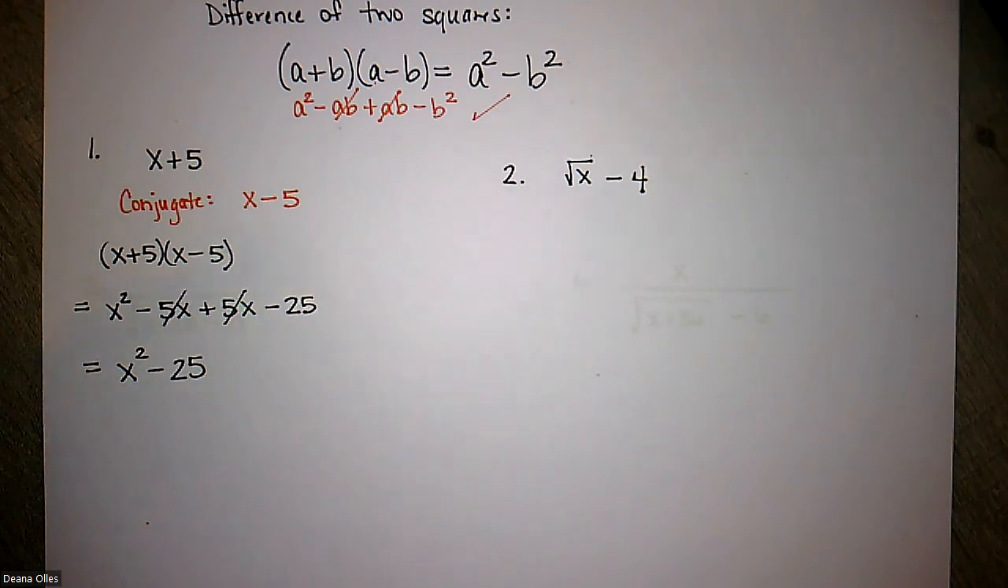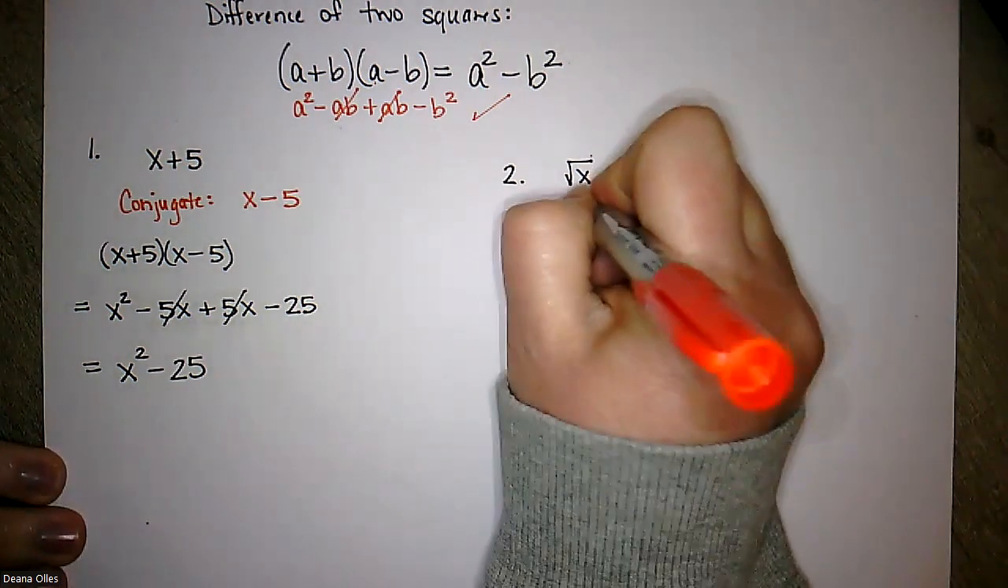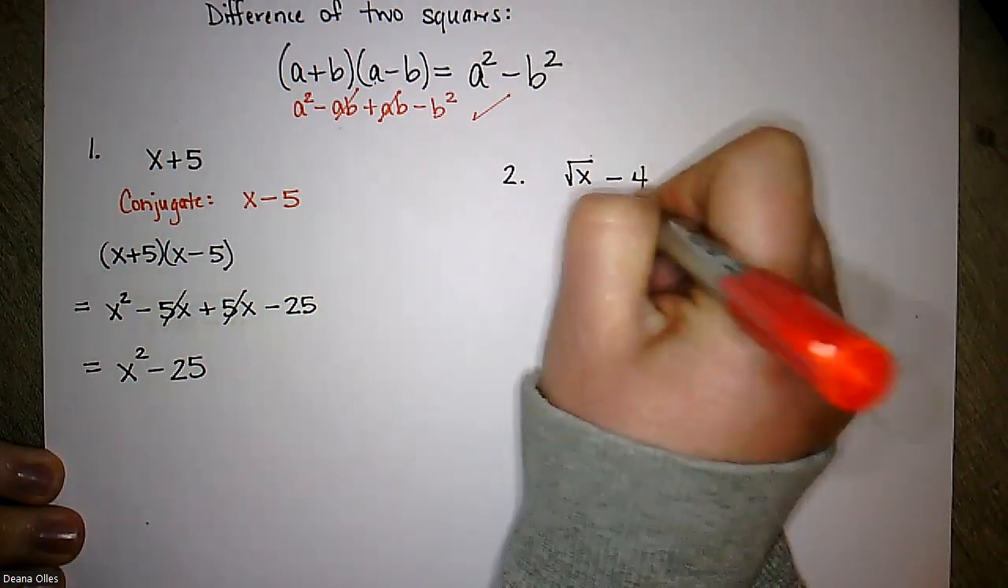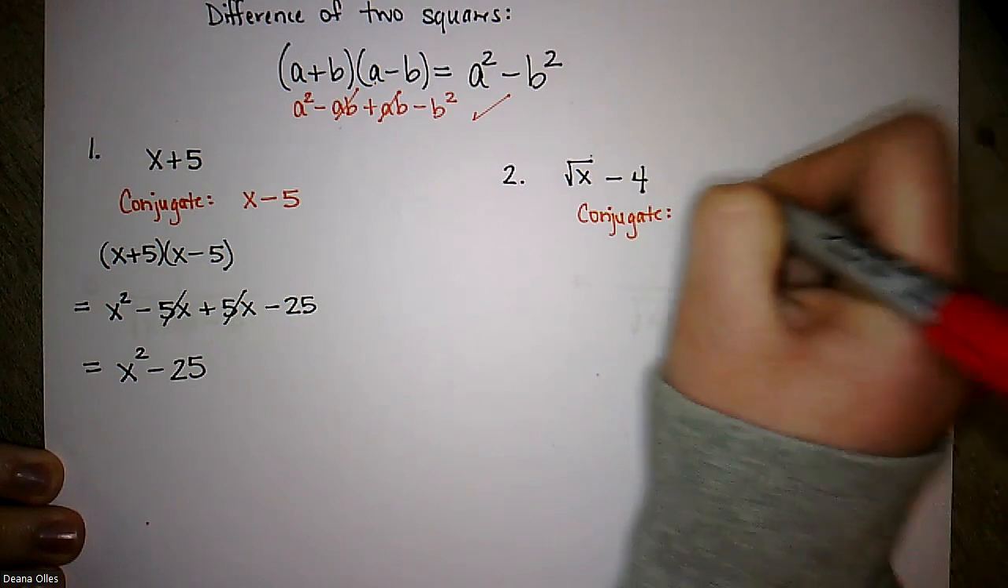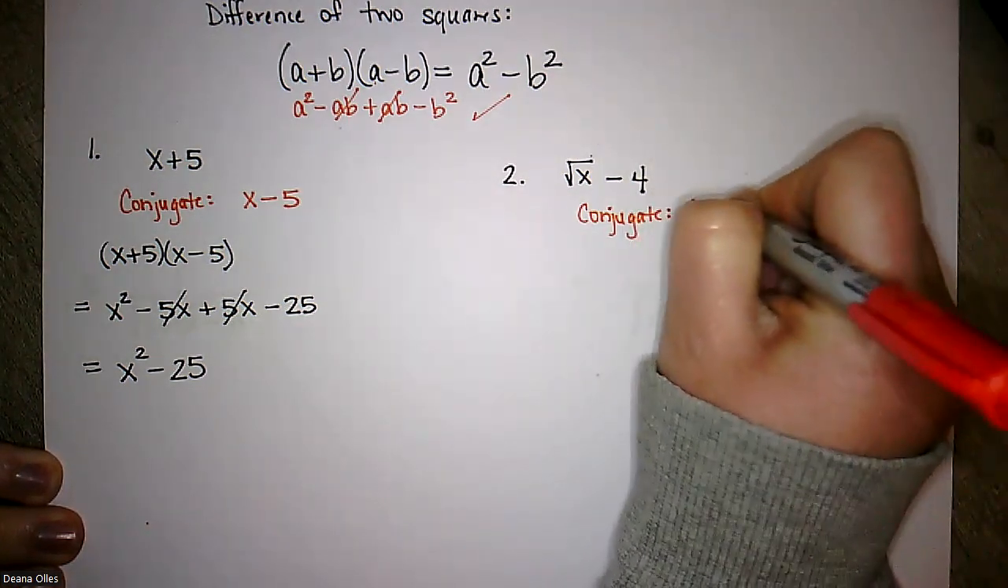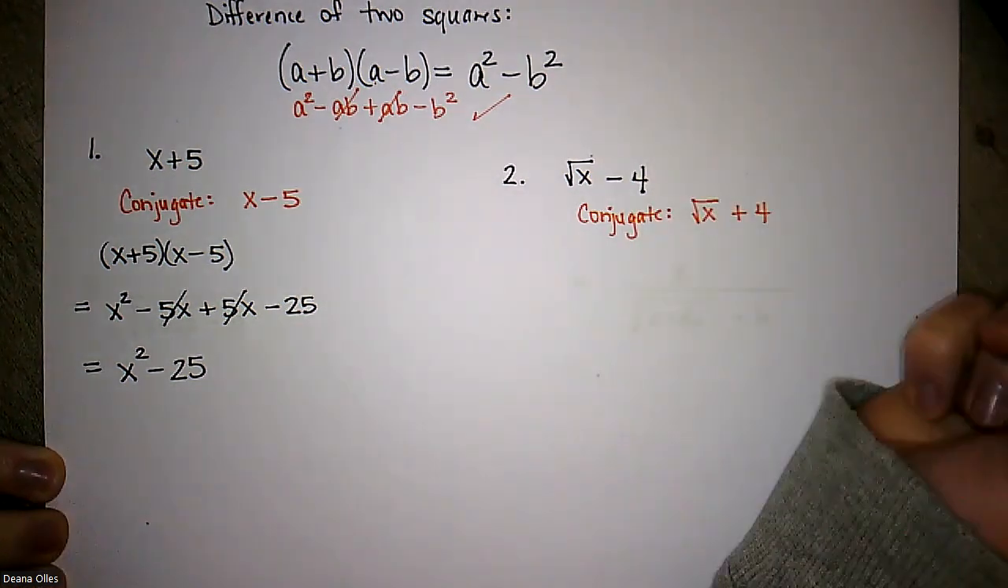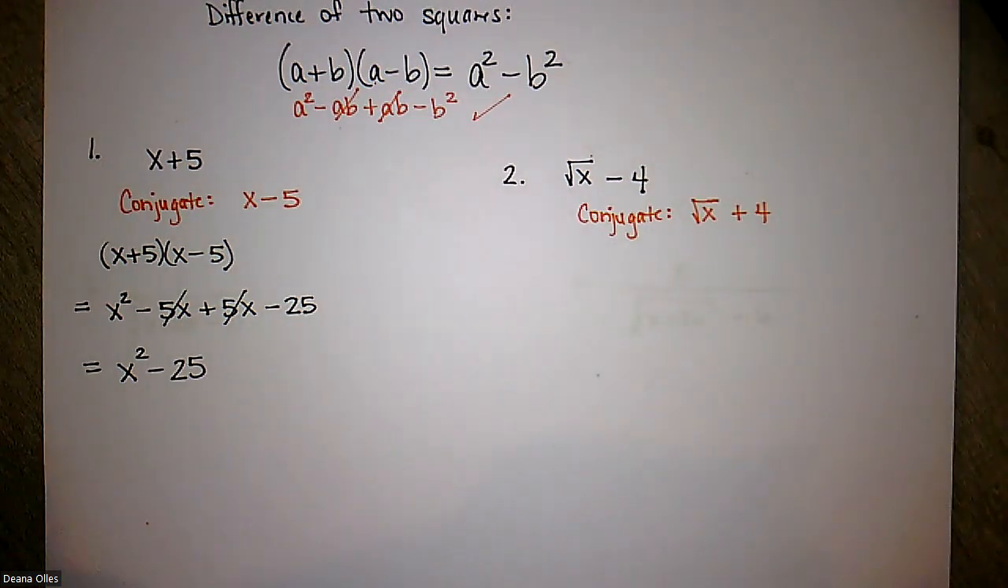So I put a root on here. Big deal, we got this. The conjugate of the square root of x minus 4 is going to be the square root of x plus 4. Pretty straightforward.